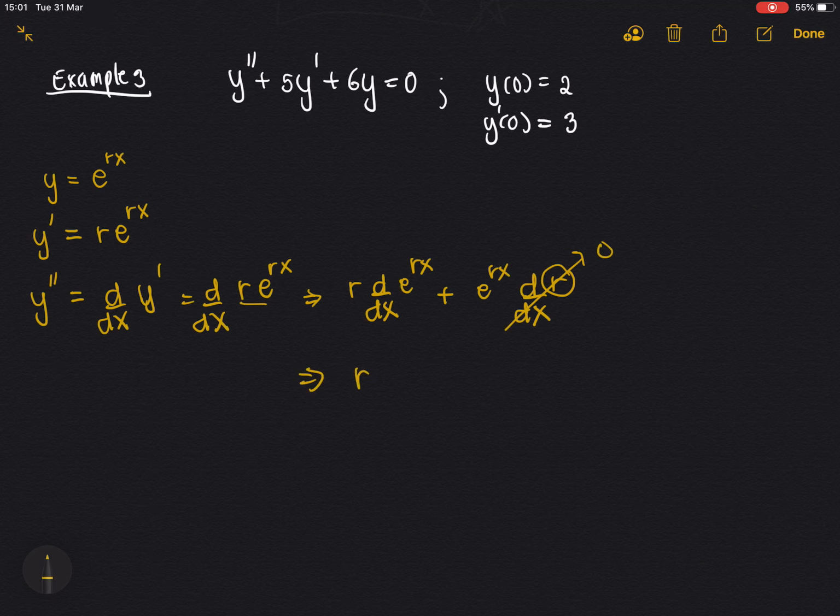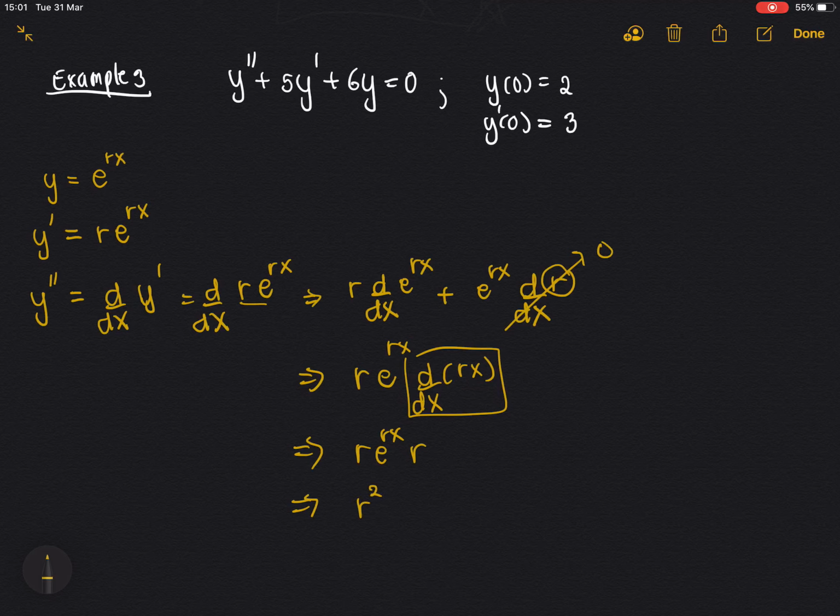However, your first term here will be r multiplied with the exponential of that x term, and you will have to find the differentiation of the exponential function, which is the rx term. So that one will be r. Therefore y double prime is equivalent to r squared multiplied with the exponential of rx.